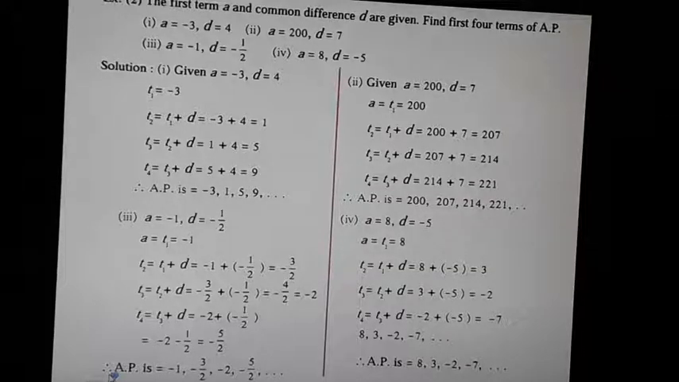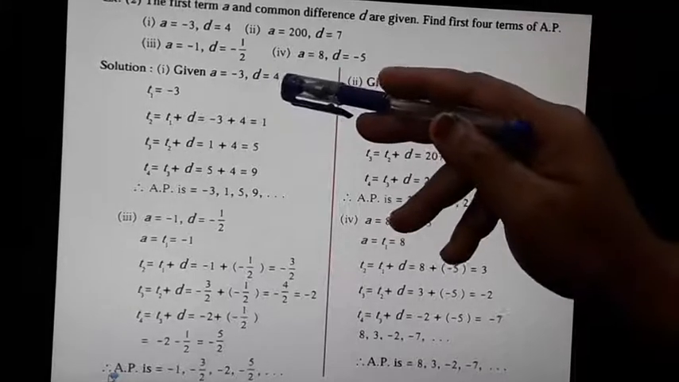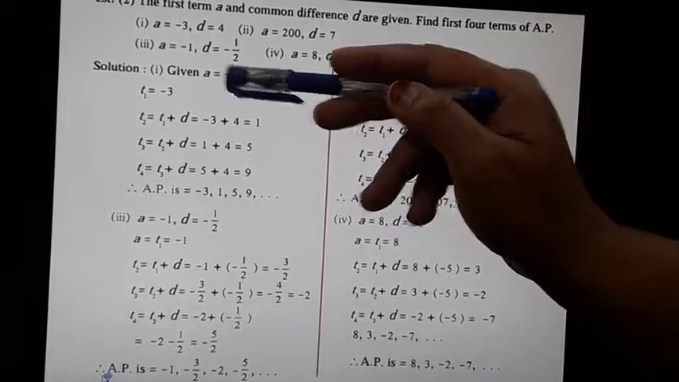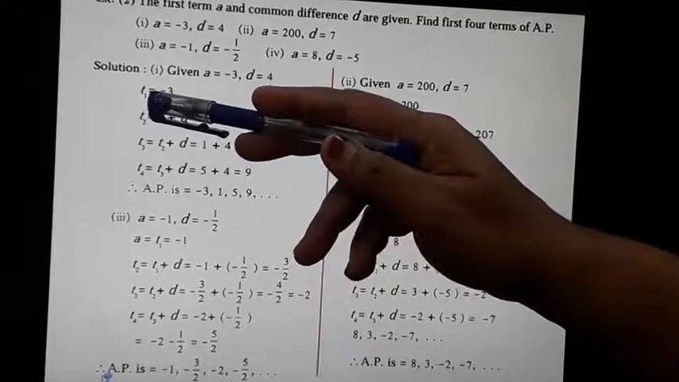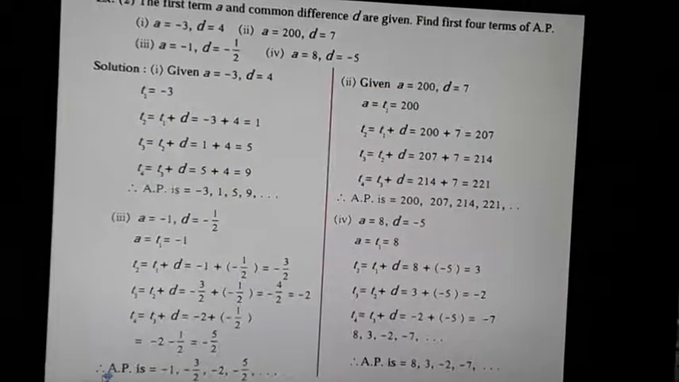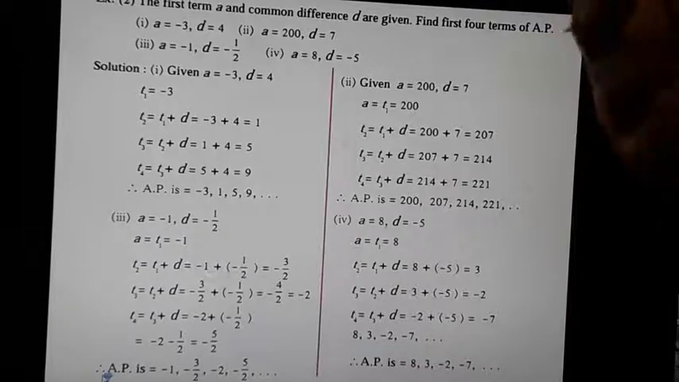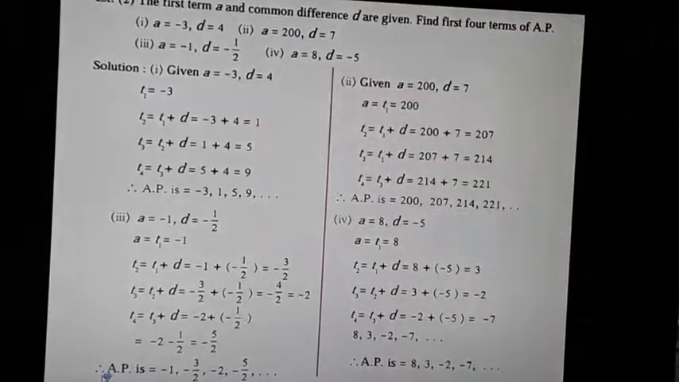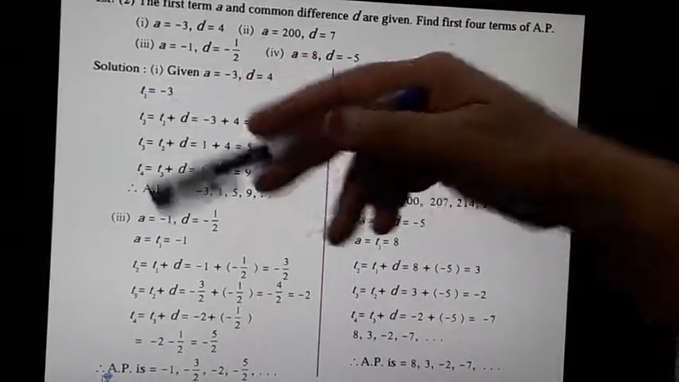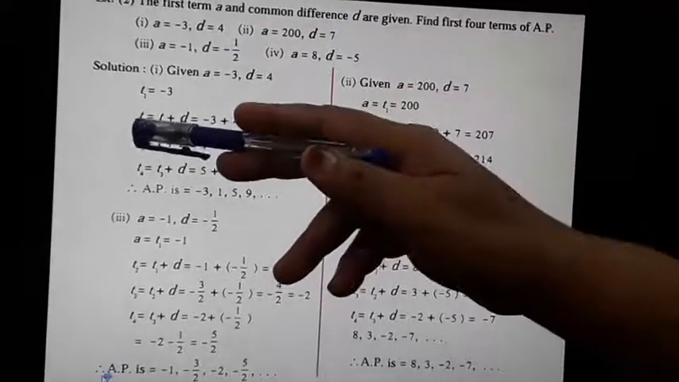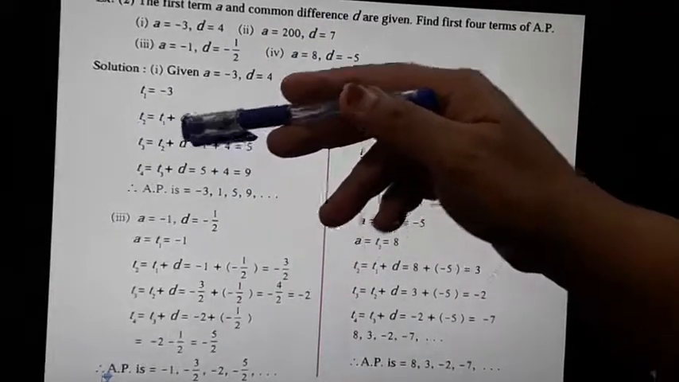So what is your first question? A is equal to minus 3 and D is equal to 4. A is minus 3, that means that is your T1, that is your first term. Now to find the next terms, you have to add the common difference to your first term, you will get T2. So T2 is equal to T1 plus D.